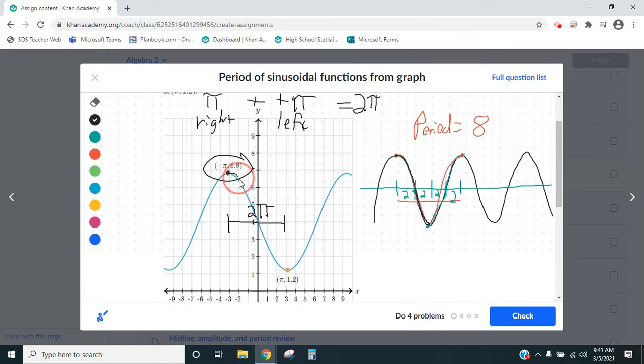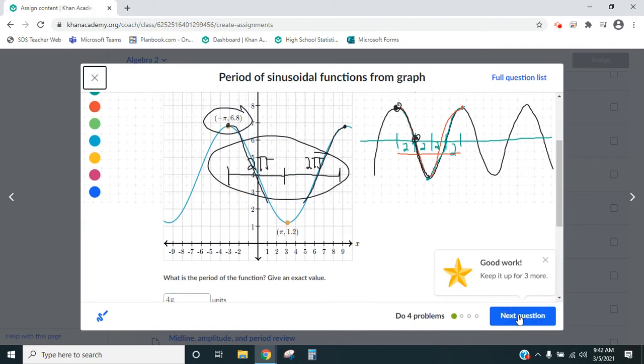Remember, a full period would be a full repeat of the cycle. So we'd have to go down and then all the way back up. That's one period. And it would be another 2 pi in this direction. So the total is 4 pi. Okay? Now, sometimes they're going to give you 2 points that are not a half, but like a fourth of the cycle. And that's why I split it into fourths over here to begin with. Okay, let's do another one.